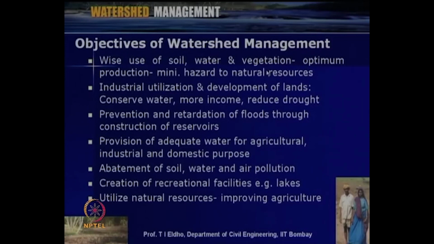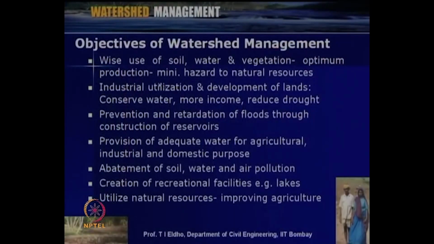When we discuss a particular watershed, we have to see various aspects of the land. That means we have to see the land use, what kind of soil is available, how much water is available, the quantity and quality of the water, and how much forest cover there is in the area. By considering all these aspects, the objective will be optimal biomass production with minimum hazard to the various natural resources. Then a second objective can be the industrial utilization and development of lands. Here we conserve water so that we can have more income and reduce drought.